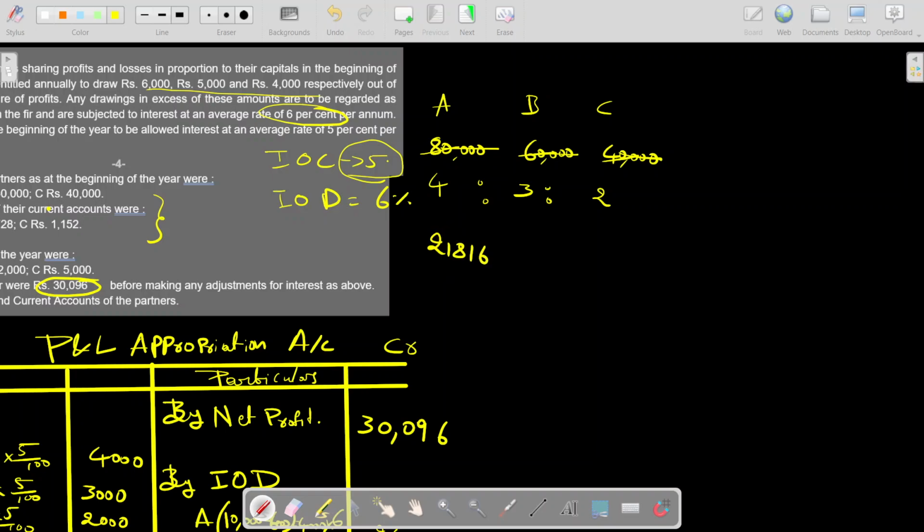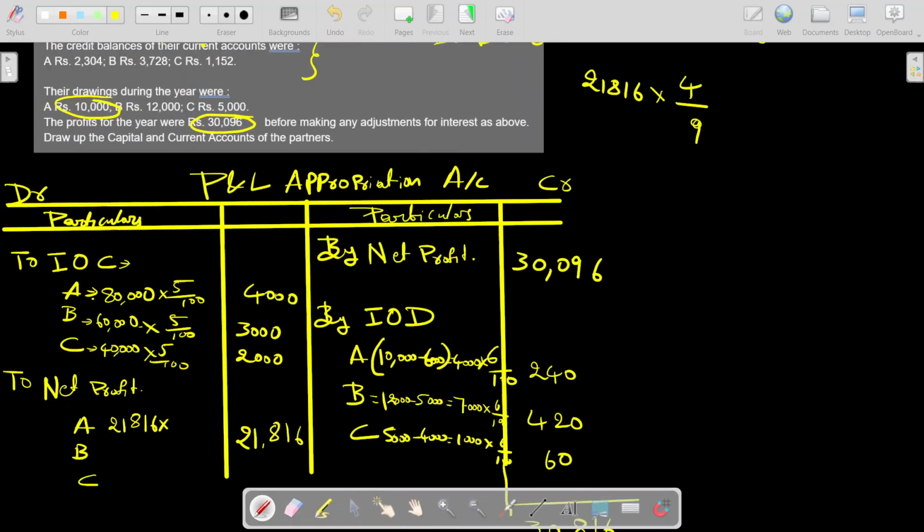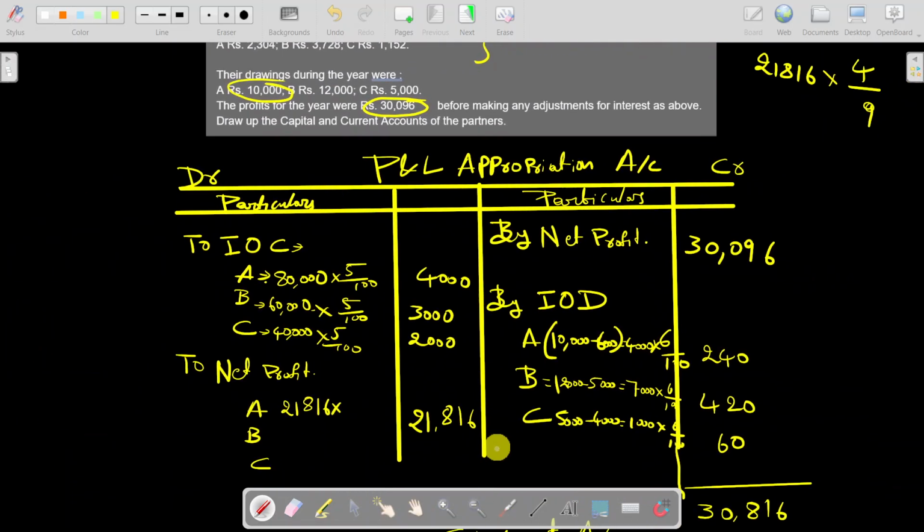21,816 into 4 by 4 plus 3 plus 2. ఏకి వచ్చేది 4, 4 plus 3 plus 2, 7 plus 2, 9. So 4 by 9. We will get 9696.